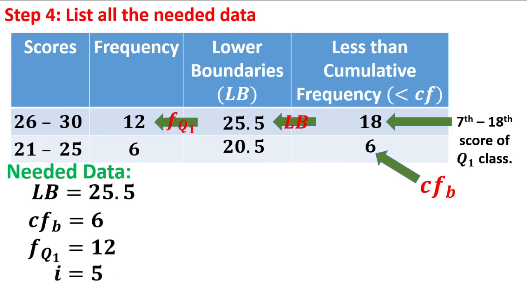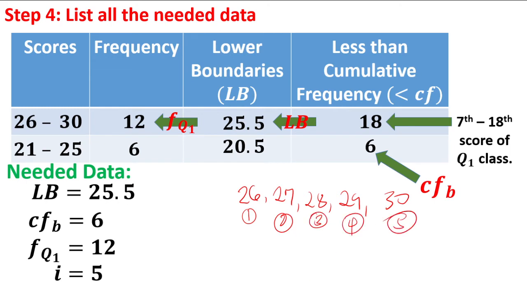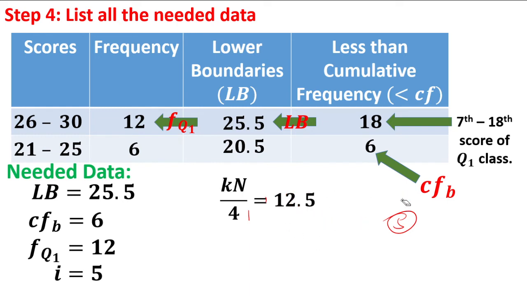How do we know that it is 5? So, ang interval natin 26, 27, 28, 29, 30. So, 1, 2, 3, 4, 5. Yun ang ating interval. Okay? Next. The Kn over 4 value is equal to 12.5.